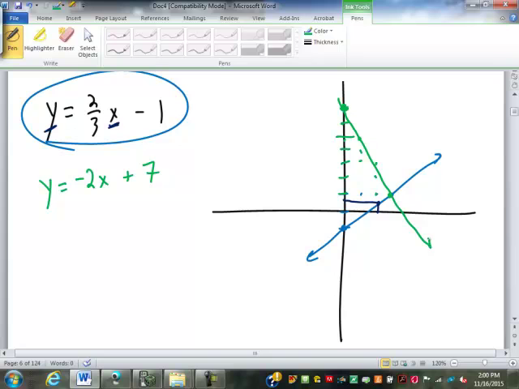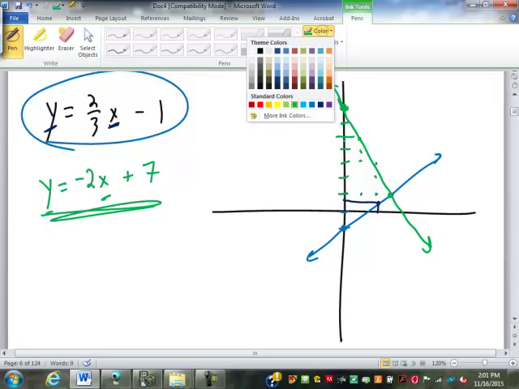There's my line. What does that green line represent? All of the points that are solutions to that green equation. Every point on that line, if I pick that point and find its x coordinate and its y coordinate, put them in for x and y, that'll make that equation true. Does that make sense?